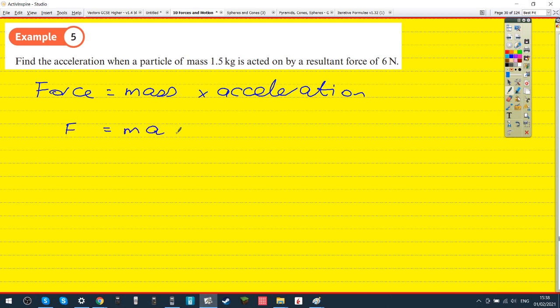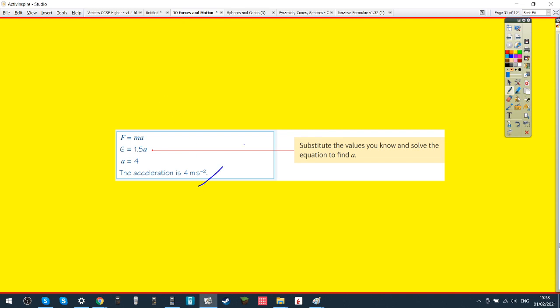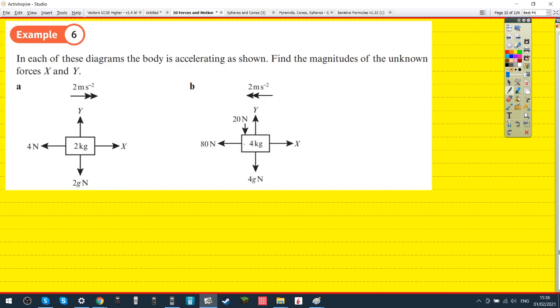Okay, so is that just going to be 1.5 times, or even 6 divided by 1.5? So the acceleration is 4. So 6 over 1.5 equals 4 meters per second squared. Yep. Okay. This here shows the acceleration. And so let's try these.